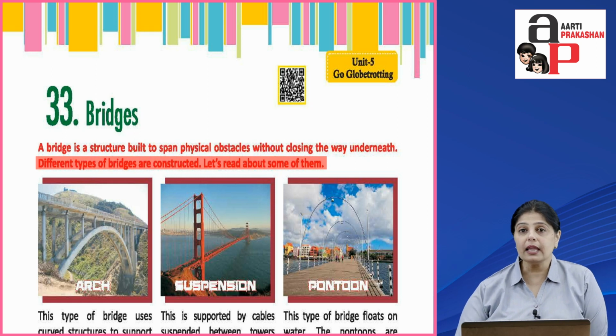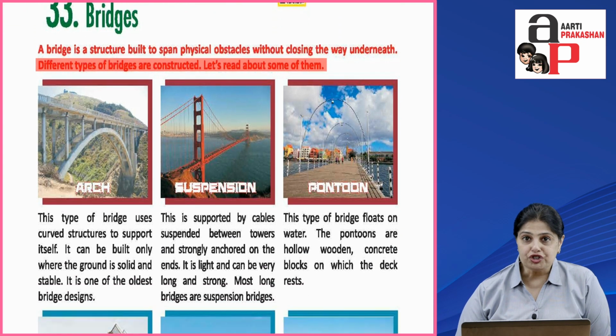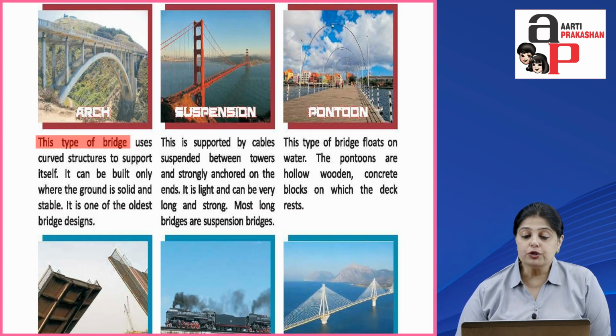Now, let's look at the different bridges. Okay, arch. This type of bridge uses curved structures to support itself. It can be built only where the ground is solid and stable. It is one of the oldest bridge designs. See, it uses an arch. Okay, and it can be built only where it is a solid ground and it is like a stable ground. There is no fear of landslides there.